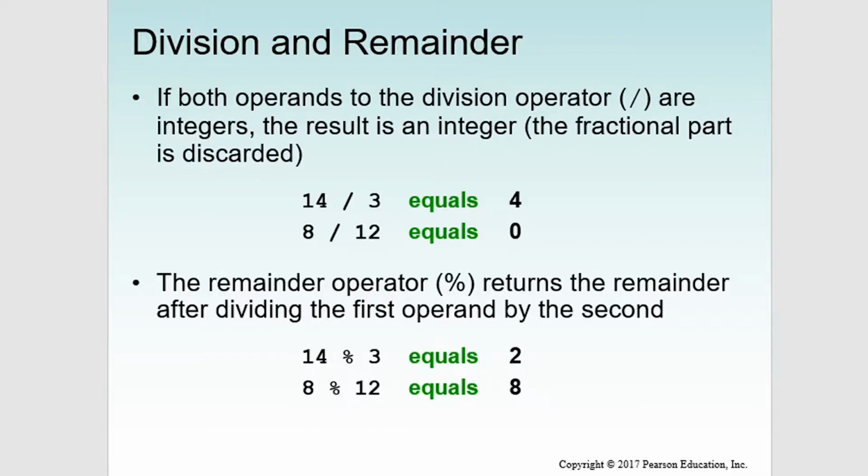The remainder operator, which is the percent sign, returns the remainder after dividing the first operand by the second operand. So for instance, if you had 14 divided by 3 using the remainder operator, the result is 2 because that's how much you have left over after you divide 3 into 14. 12 does not go into 8 at all, so the remainder of 8 divided by 12 is 8.